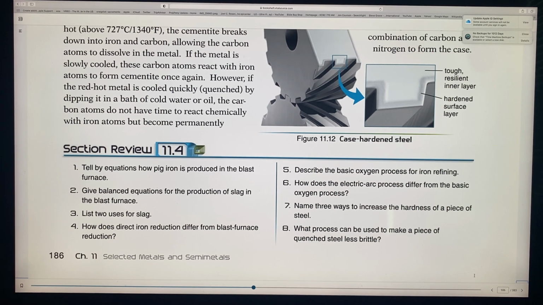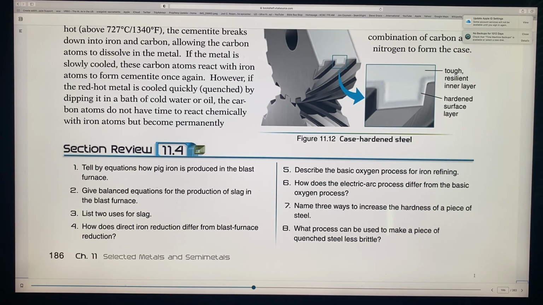Number 1, tell by equations how pig iron is produced in the blast furnace. Well, we'll go back to those equations, which have to do with carbon and oxygen, and bringing that carbon and oxygen in with the iron oxide and bringing that out. So you can look at the equations back there. We went over them already.